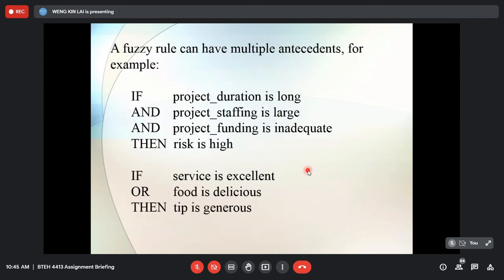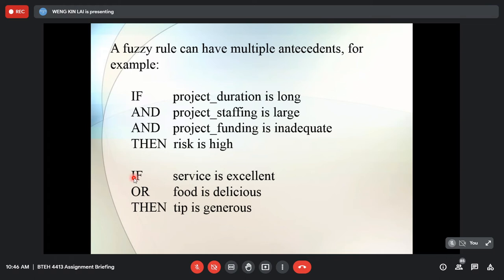So a fuzzy rule can also have multiple antecedents, that means not only one. For example, in project management, if the project duration is long, so that's one feature, and your project staffing, the number of staff you employ to do the project itself, is large, and another one, your project funding, how much budget you have, is inadequate. What's the consequence of that? It's telling you that your risk of project failure is high. So this is part of your recommender system for project management.